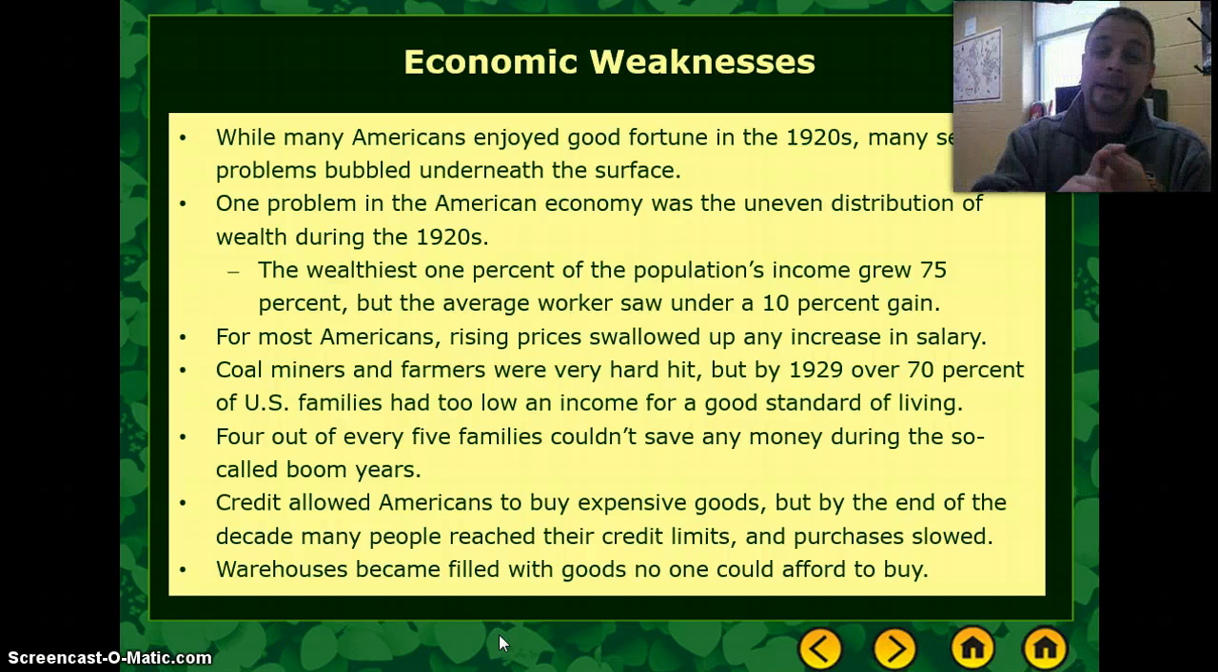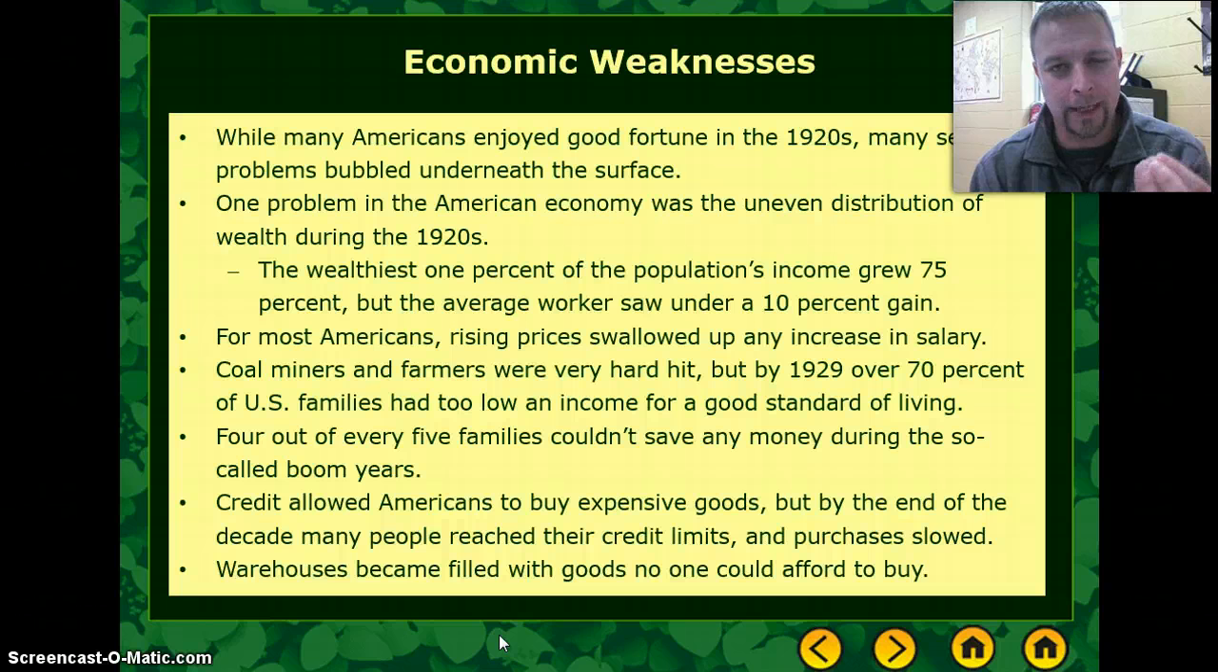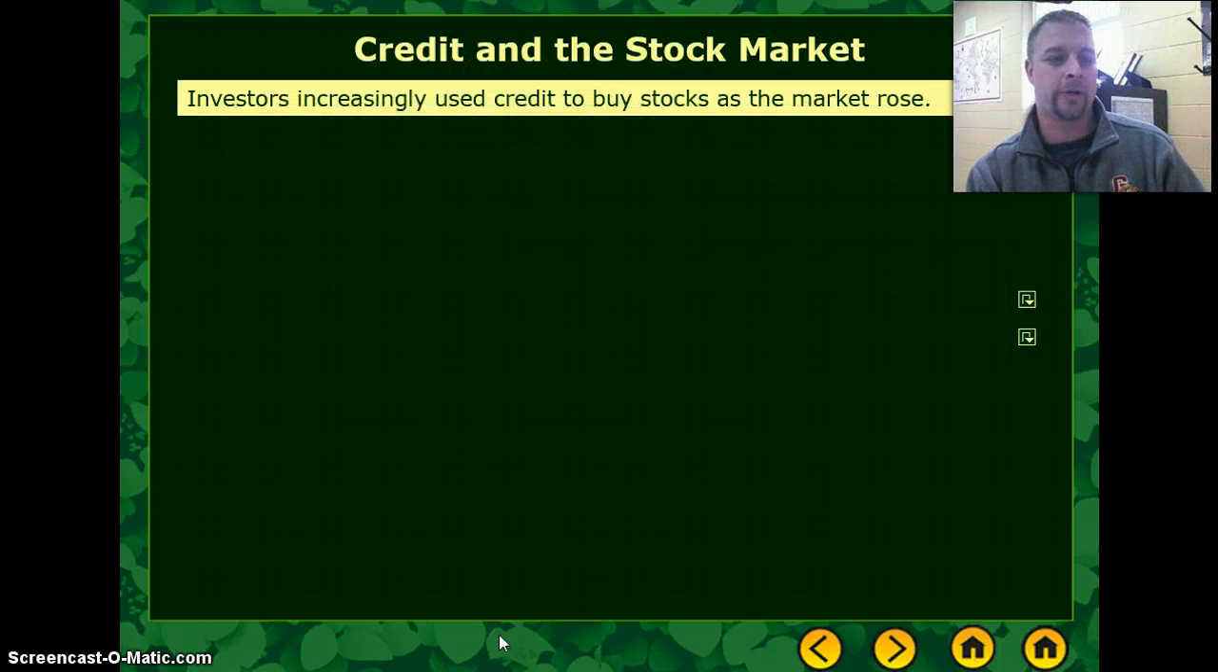So you have income inequality, you have inflation, you have easy credit, and you have overproduction. And all of these things kind of combine to create this powder keg that's going to get set off by the stock market crash.